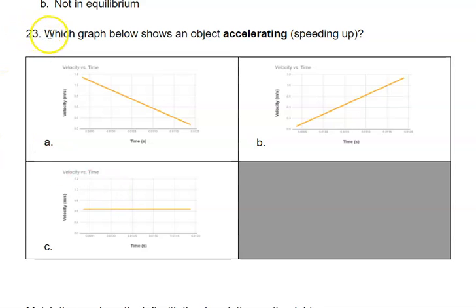Question 23. Which graph below shows an object accelerating, also known as speeding up? Is it A, this graph, B, this graph, or C, this graph?